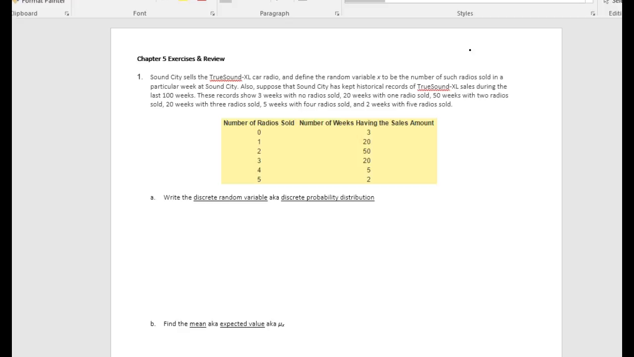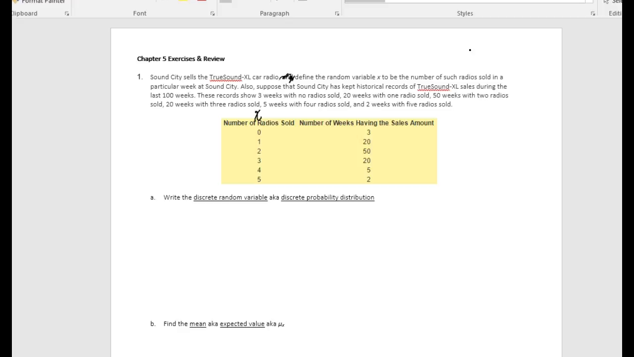All right, number 1, Sound City sells, I'll say that 3 times fast. Sound City sells the True Sound XL car radio. Define the random variable x to be the number of such radios sold in a particular week at Sound City. Okay, so we're going to call this x. Okay, so that's the number of radios sold in a particular week.